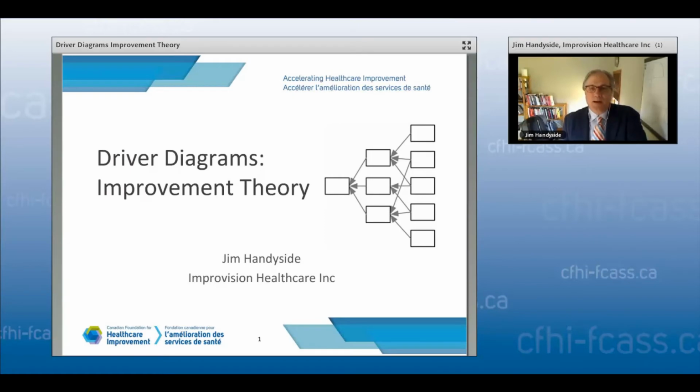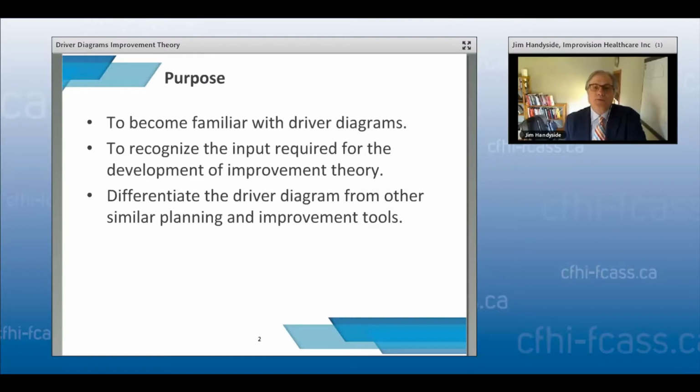Hello there, this is Jim Handyside. I'm with Improvision Healthcare. I'm really pleased to be joining you today on this primer on driver diagrams. What we're going to do is take a very short time to become familiar with what a driver diagram is, to recognize the input that you need to develop your improvement theory, which is your driver diagram, and to differentiate the driver diagram from some other improvement and planning tools.